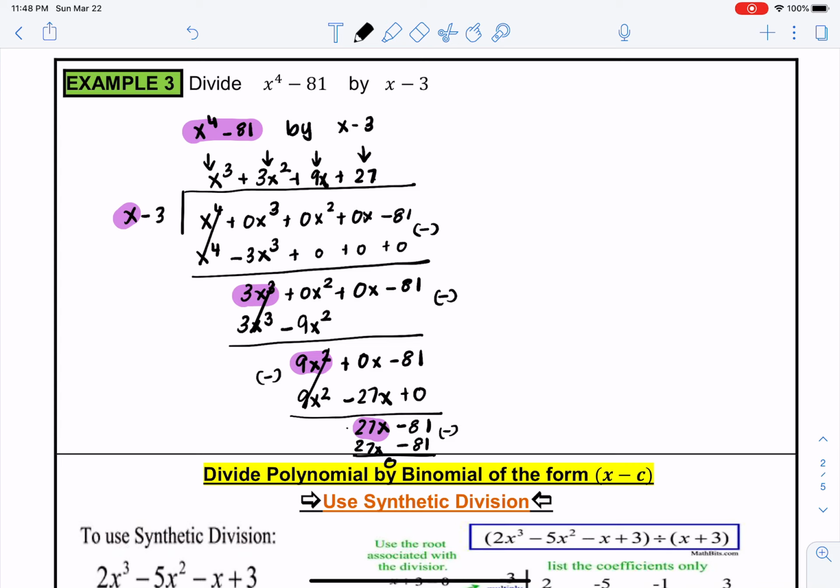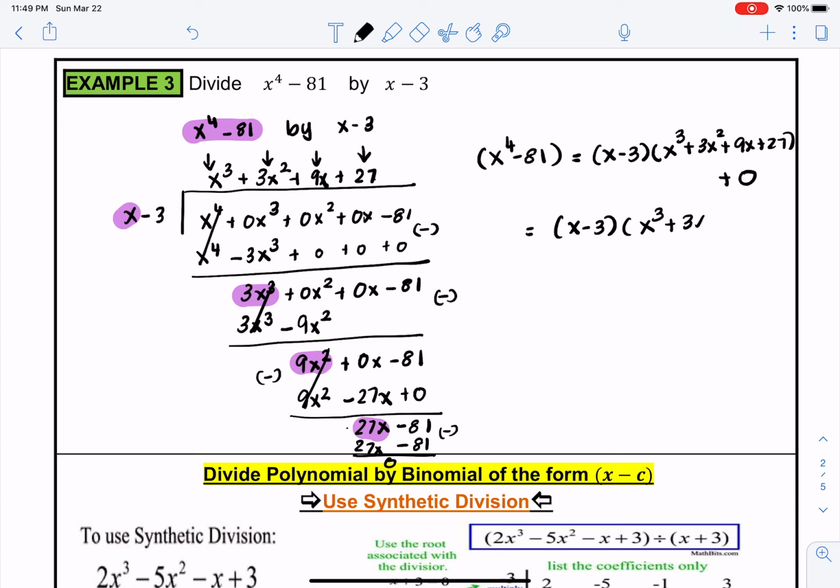Recall from the previous problem, we have x raised to 4 minus 81. That is the original function, and we know that we can write it as the product of the divisor and the quotient plus the remainder, and the remainder is 0. So we simply have x minus 3 times x cubed plus 3x squared plus 9x plus 27.